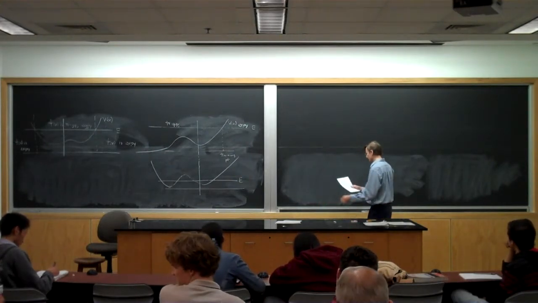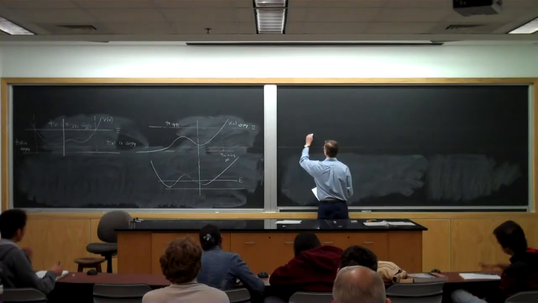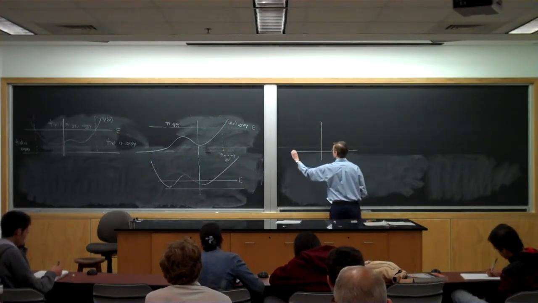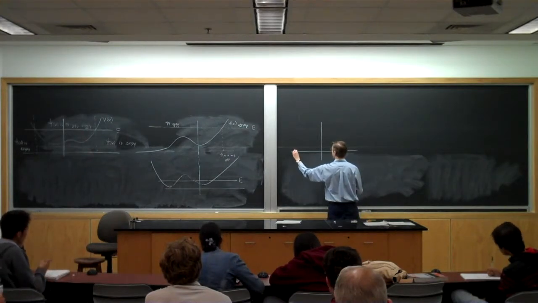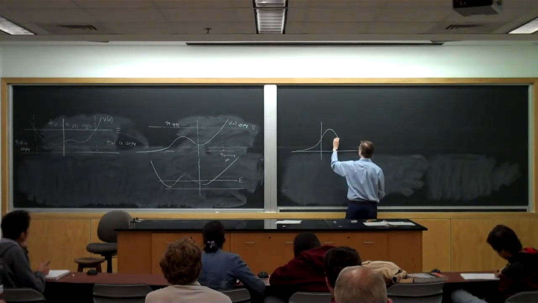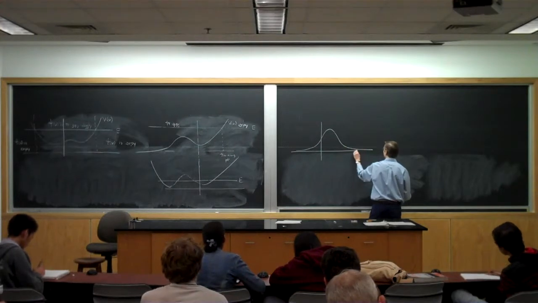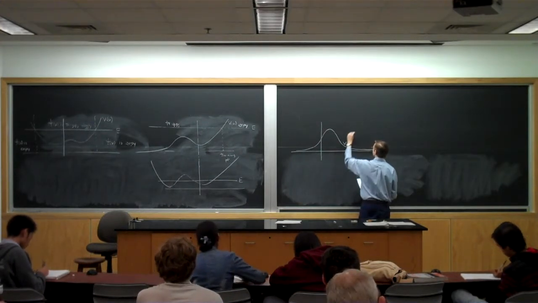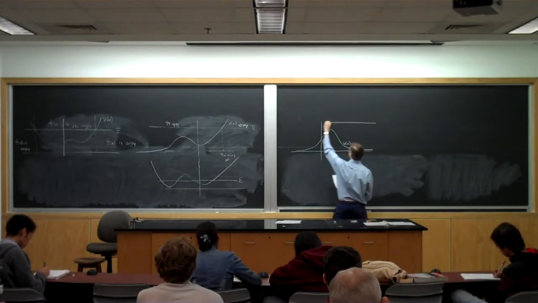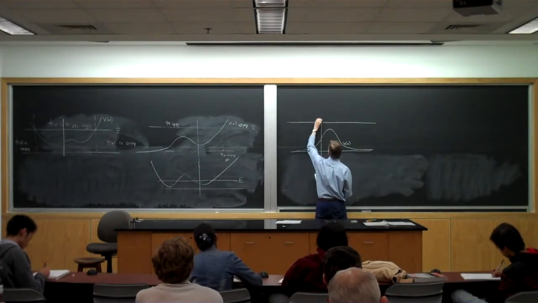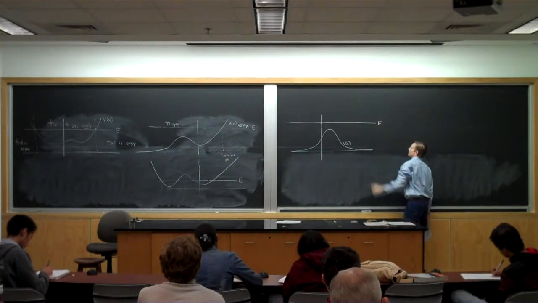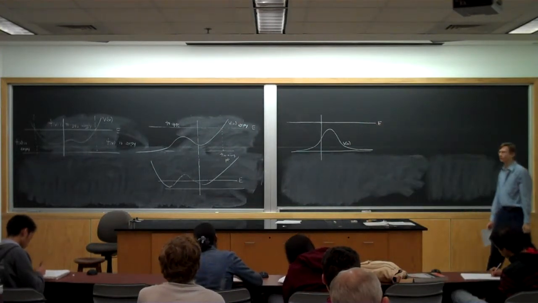Anyway, here's another situation. Suppose I had a potential that looks something like this. It's looking like a Gaussian. I'm not necessarily implying that the wave function has a Gaussian shape. I'm sorry, the potential is supposed to have a Gaussian shape. So let's say the energy's up there.